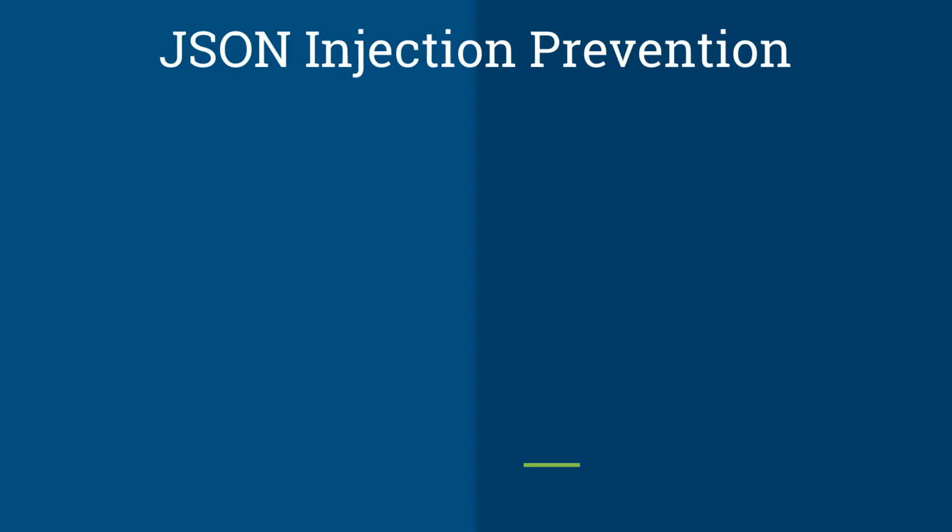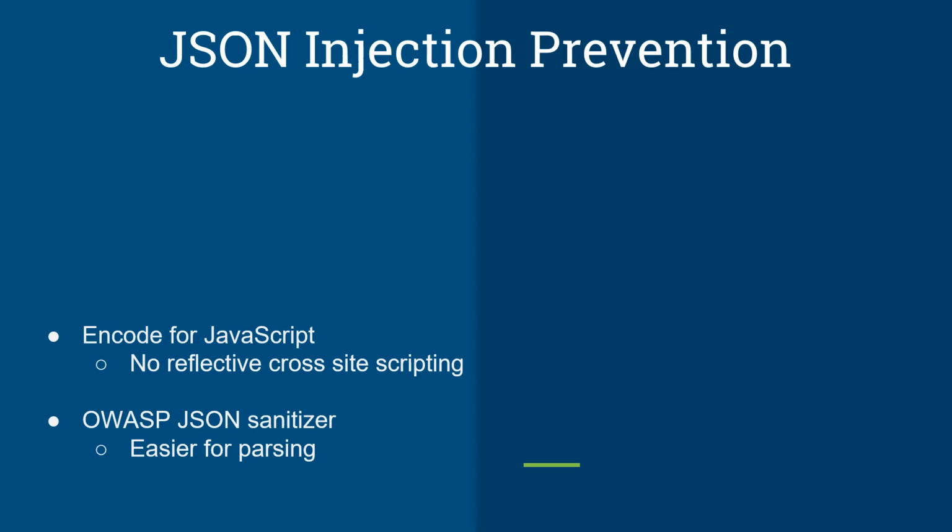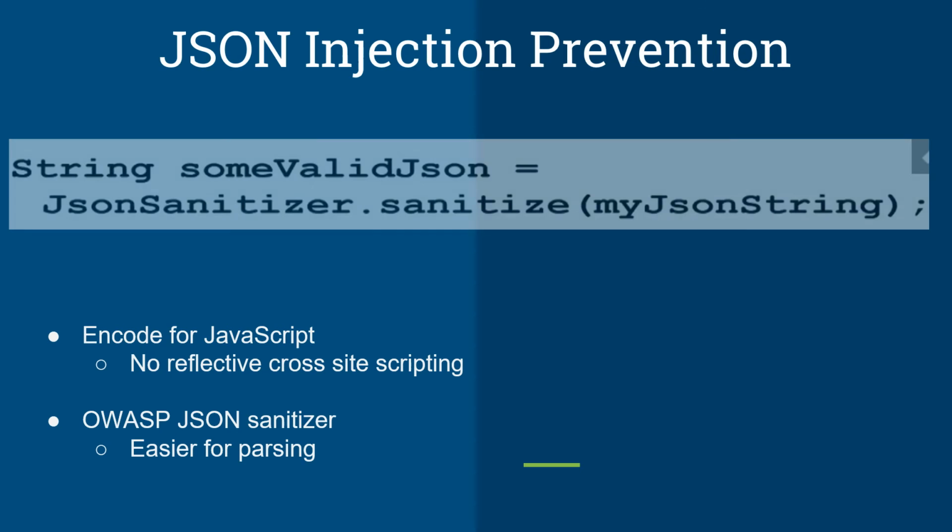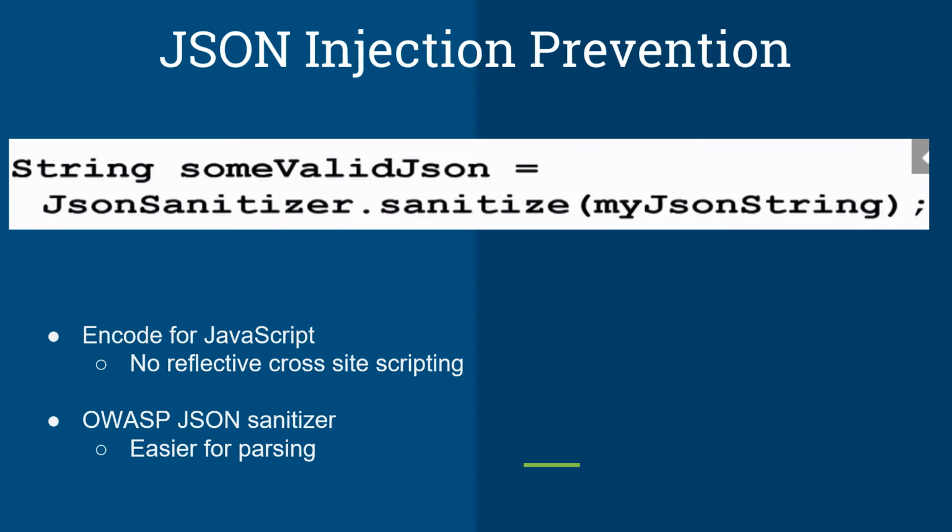Finally, for JSON injection prevention, as I mentioned in the previous lecture, we need to encode for JavaScript to ensure that we do not have any kind of reflective cross-site scripting vulnerability in our response. The OWASP sanitizer is a Java library that's available for addressing some minor encoding issues with JSON, and it's also very good at taking any kind of JSON-like content and converting it to actual valid, well-formed JSON in order to make it easier for parsing.